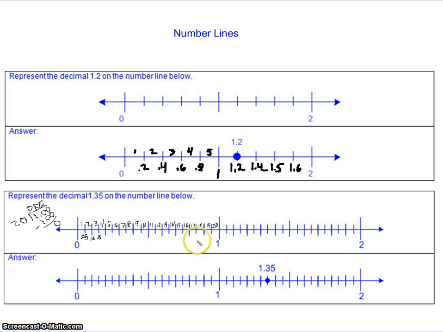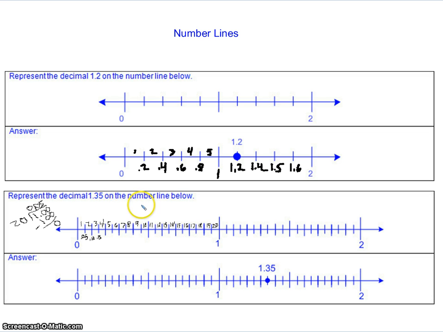Okay? Now, the values are the same even after the whole number 1. You just add the whole number to it. So this first mark here would be 1.05, 1.10, 1.15, 1.20, 1.25, 1.30, 1.35. And that's the mark that we're looking for. We want the one that represents 1.35.